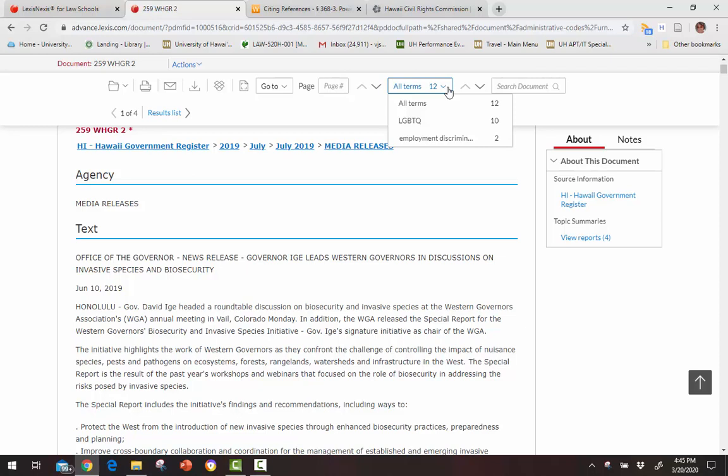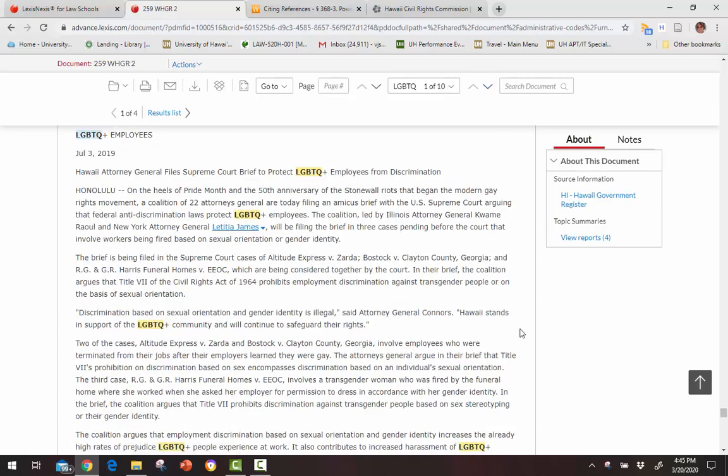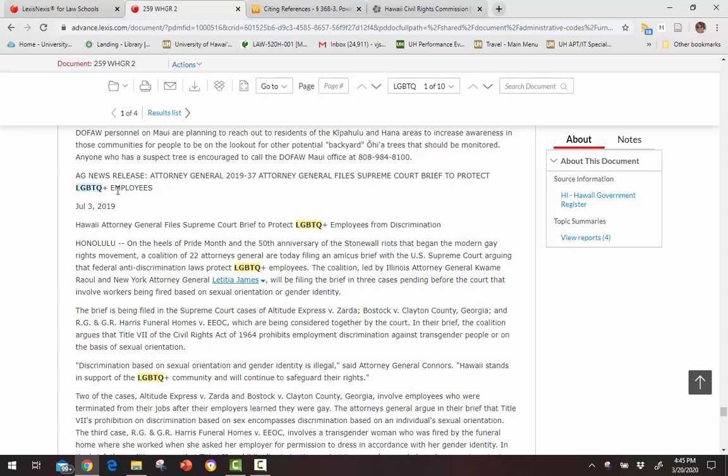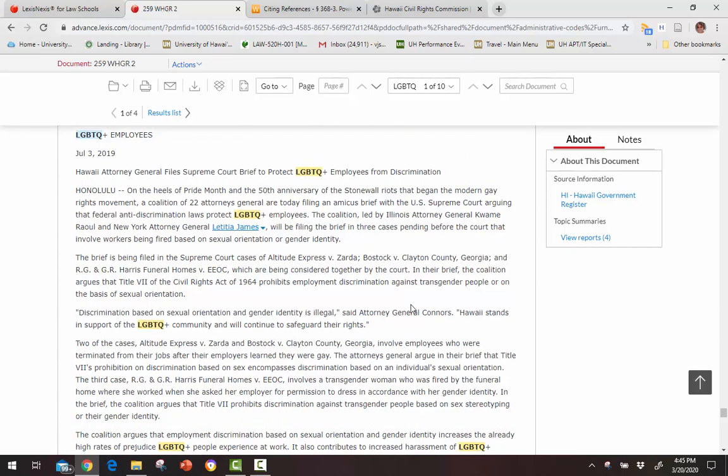So I ran a pretty broad search, employment discrimination and LGBTQ. If you go to all terms, because you notice you open up to the first media release, and it's on invasive species. We are not on invasive species. I want to go down and see where our search terms are. We can select them there, but we're lucky because we're talking about LGBTQ and employees. This press release is about a Supreme Court brief that the AG filed back in July 2019. So it's a good resource if you are keeping tabs on the government and holding them to the fire, making sure they're doing what they promised to do.